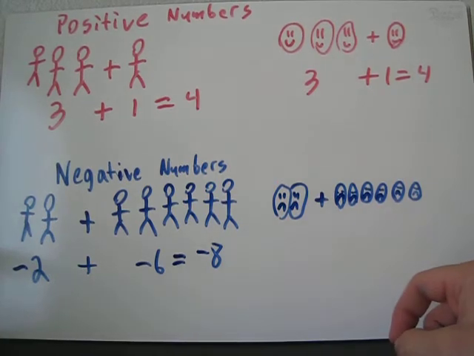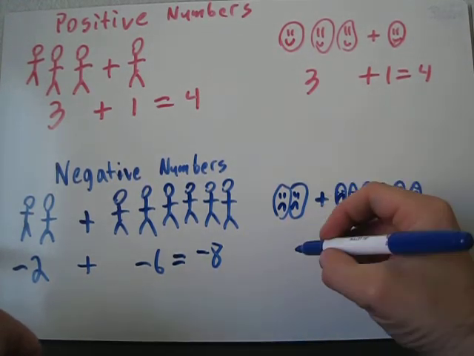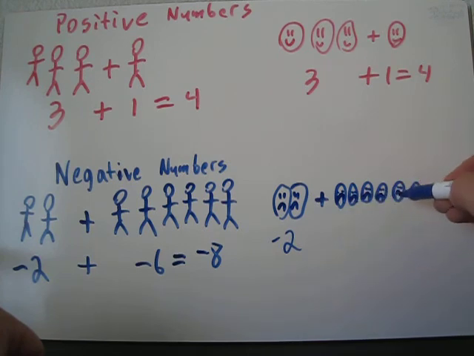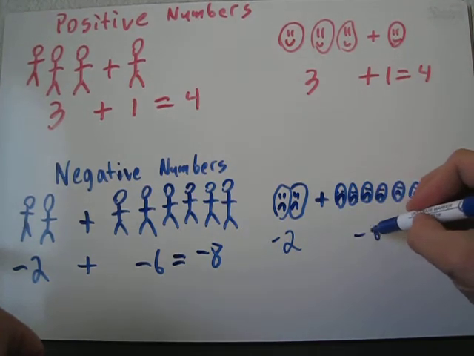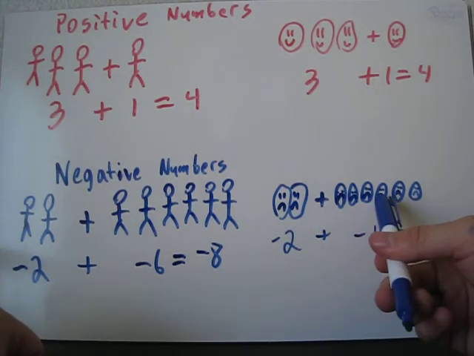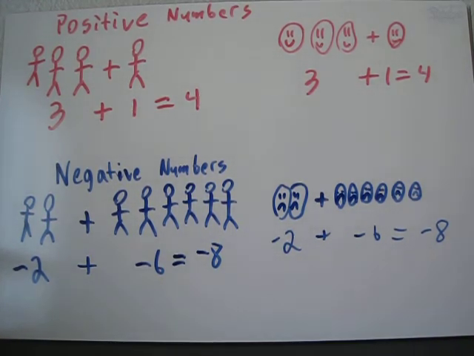Another way to think about it is I have these negative numbers down here. I have a negative guy right here, negative 2. And I have 1, 2, 3, 4, 5, 6 negatives right here. And they want to get together and be negative with each other. They're all sad. So if these 2 guys and these 6 guys get together and they're all sad, that's going to equal negative 8.